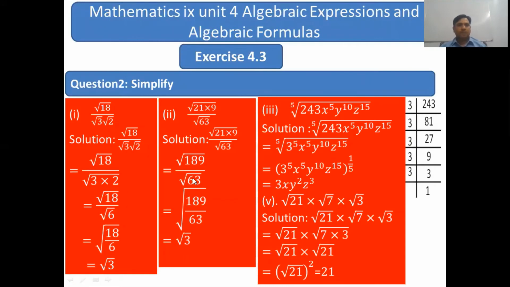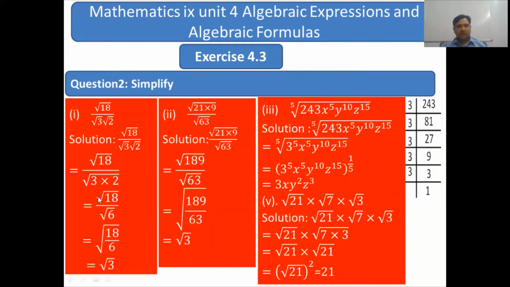For question number 2, simplify. So this is square root of 18 divided by square root of 3 multiplied by square root of 2. By using the first law of multiplication of the surds, we can write these two surds in a single radical sign. So 3 multiplied by 2.